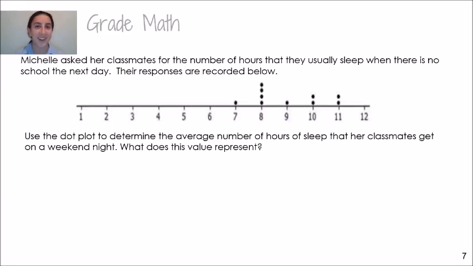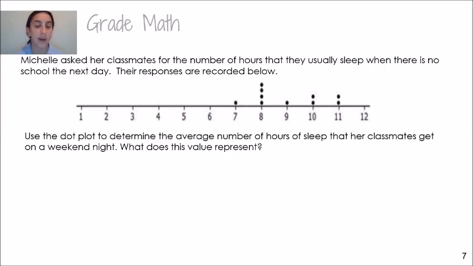Let's move on. This question says, Michelle asked her classmates for the number of hours that they usually sleep when there is no school the next day. I know I certainly sleep more hours when I know there's no school the next day. Their responses are recorded below, and we see that dot plot. Use the dot plot to determine the average number of hours of sleep that her classmates get on a weeknight. What does this value represent?